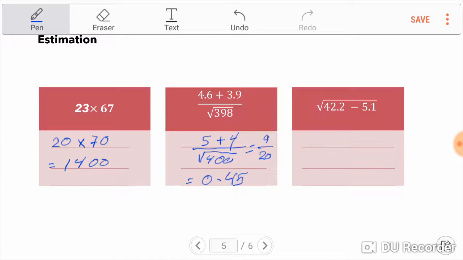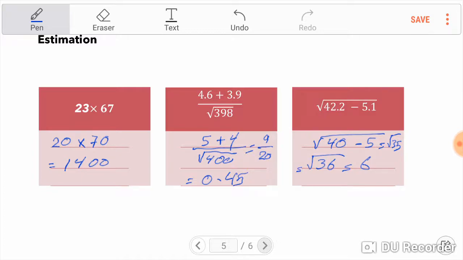This calculation: 42.2 becomes 40, minus 5, equals the square root of 35, which is approximately the square root of 36, which equals 6.